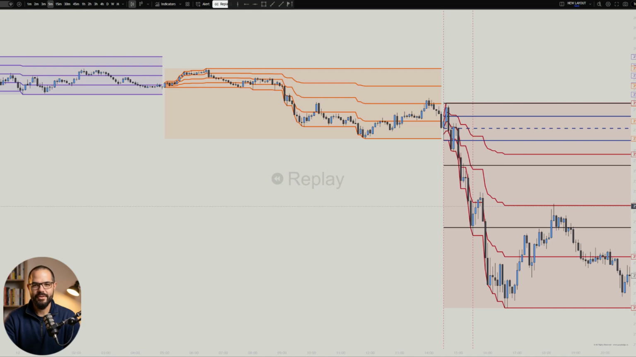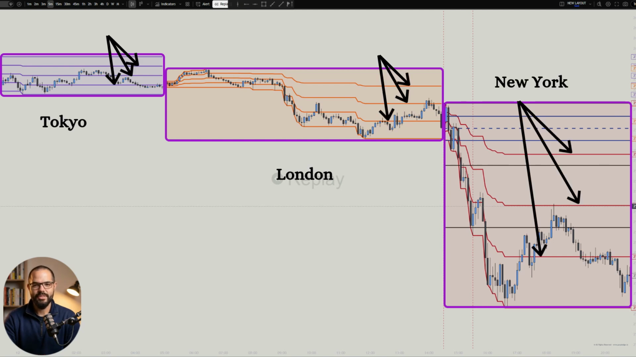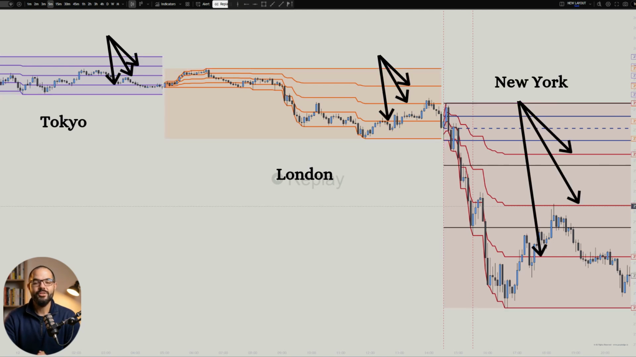Once applied, the first thing you'll notice is the session colors. This isn't just decoration. It tells you instantly who is controlling the board: Tokyo, London, or New York. Next, you'll see the dynamic mid-levels and quarterly levels. These aren't just lines drawn on a chart. They are the institutional fair value centers. They show you exactly where the market is finding balance, and more importantly, where it's about to break it.